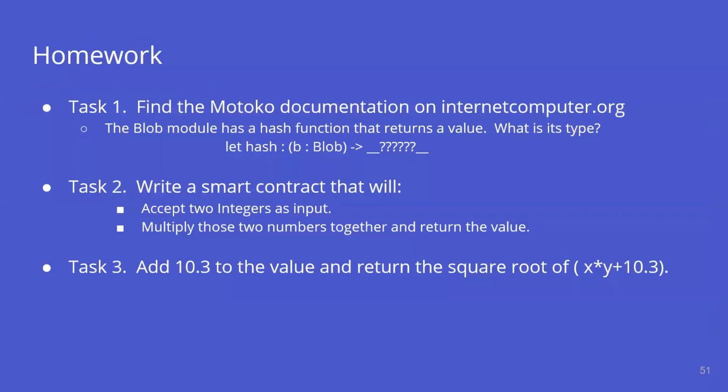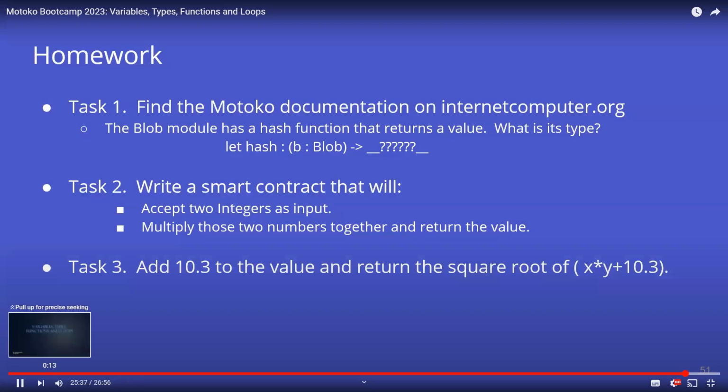Homework for this module is pretty simple. The first task I'd like you to do is to find the Motoko documentation on internetcomputer.org. Really, I'd just like you to locate it and be able to locate particular modules. So in this case, go out and find the blob module documentation. And the blob module has a function called hash, and that will return a value. So the question I have is, what is its type?